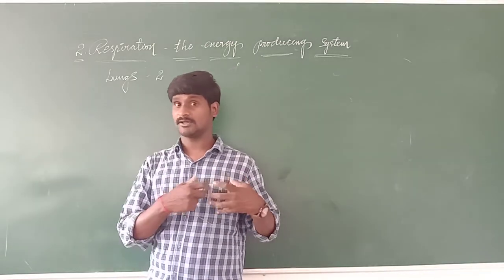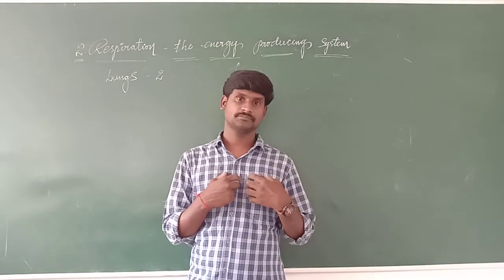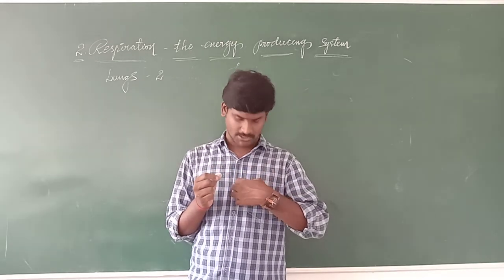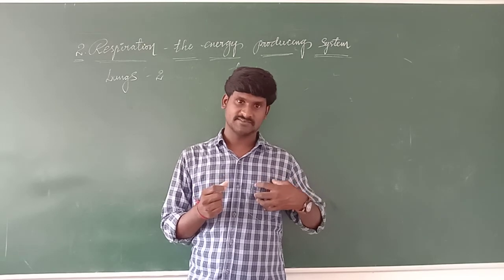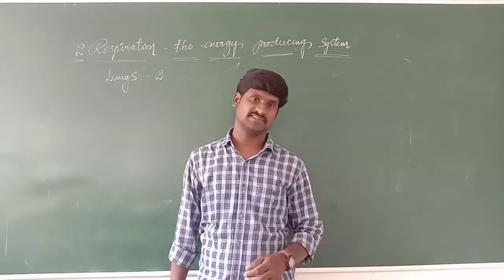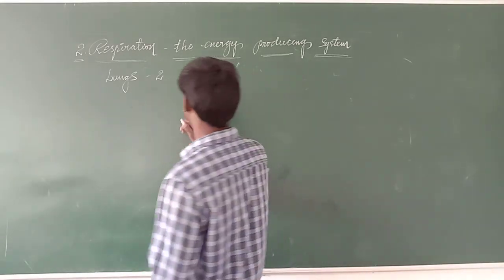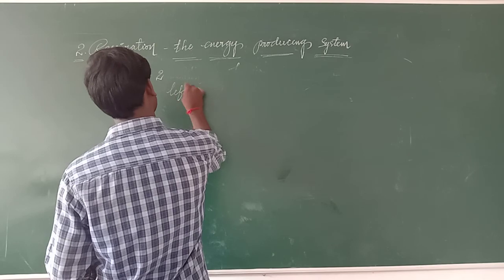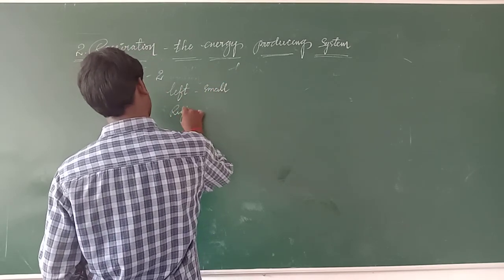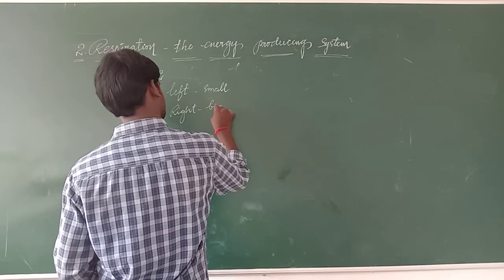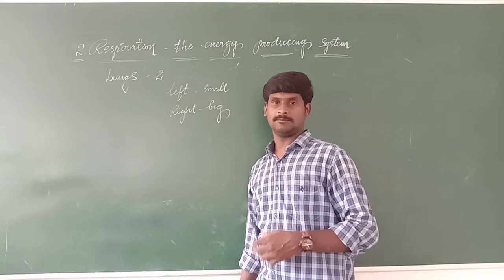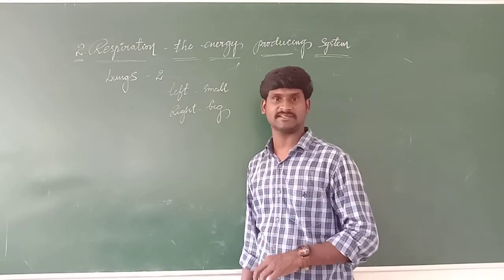The heart is functioning on the left side because of its arrangement there. So our left side lung is somewhat small, and the right side lung is somewhat bigger than the left. Left is small and right is big. Understand? It is because of the arrangement of the heart on the left side.